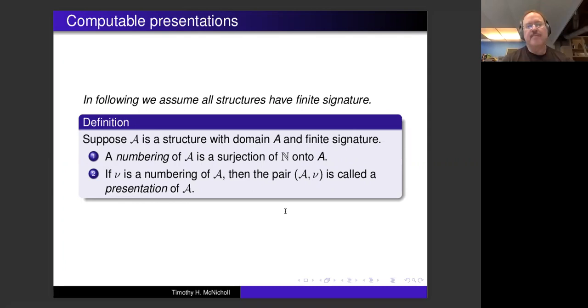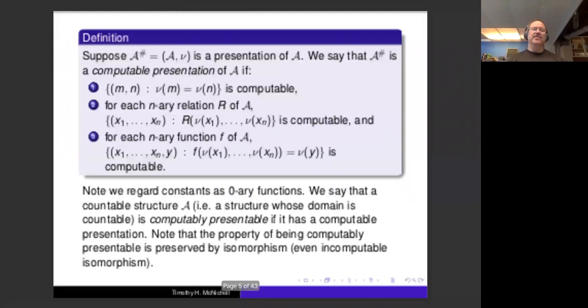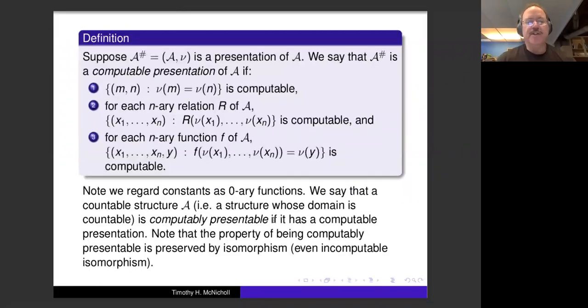If nu is a numbering of A, then we call the pair alpha, nu a presentation of alpha. In a presentation, you think of the structure together with a numbering of its elements. Some presentations are computable, some are not. What do we mean when we say a presentation is computable? We mean that the pullback of the equality relation has to be computable. That is, we have to be able to tell if m and n number the same element of the structure. The pullback of each relation of the structure has to be computable, and the pullback of each function of the structure has to be computable.